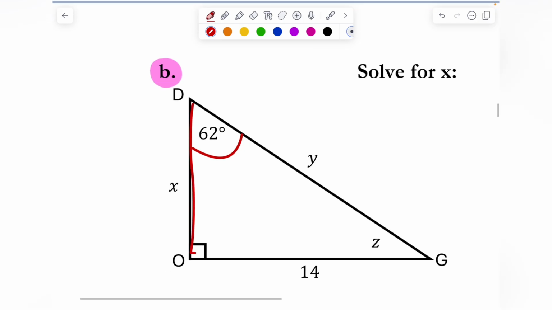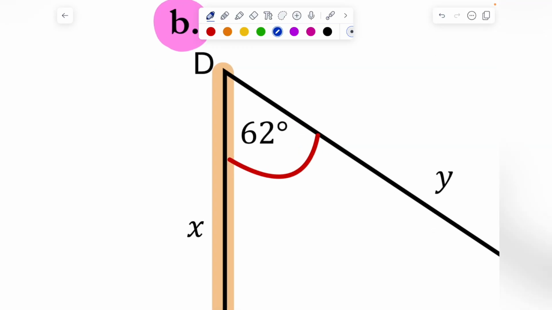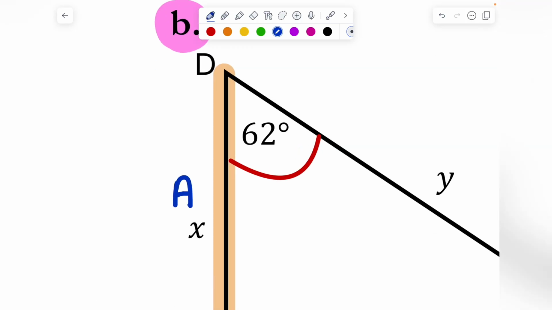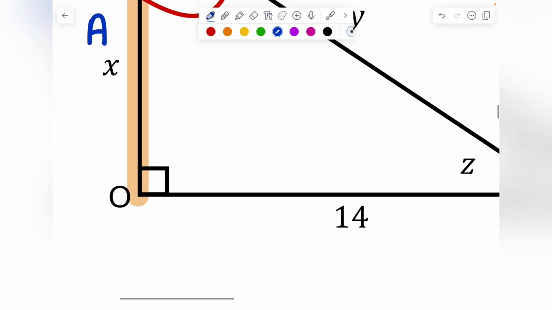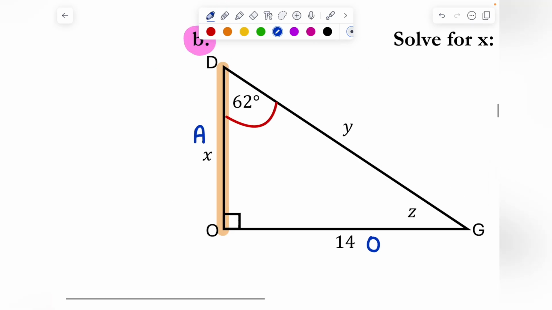Problem is I cannot do Pythagorean theorem because I do not have 2 out of 3 sides. This means I'm going to use trig to find my sides. So if I'm looking for x from the angle that's 62 degrees, x is the adjacent side. I'm going to use tangent again because I know opposite and I'm looking for adjacent.